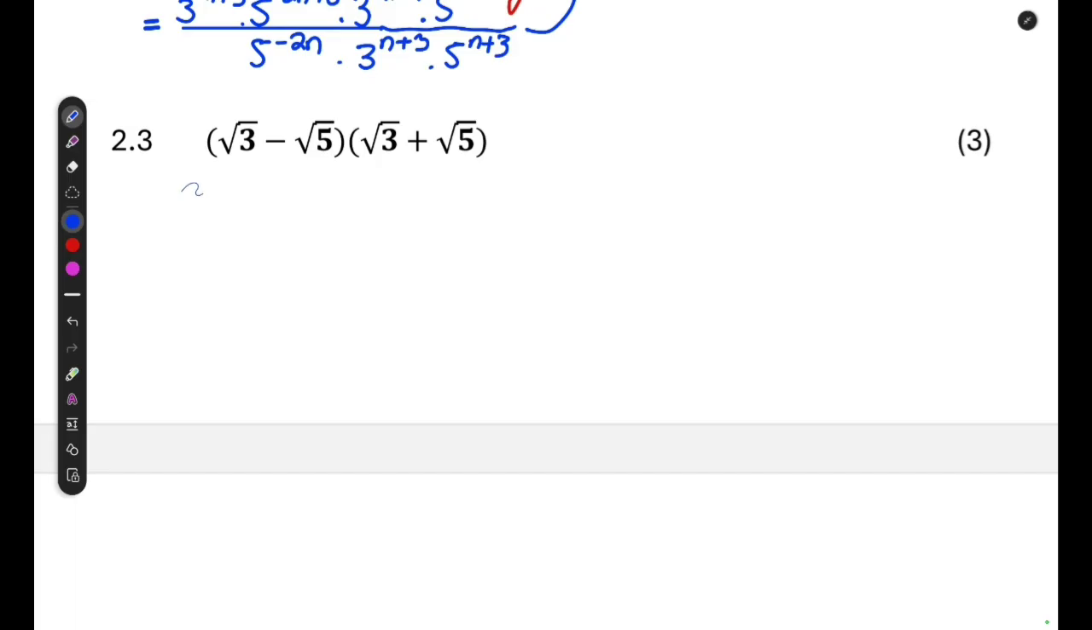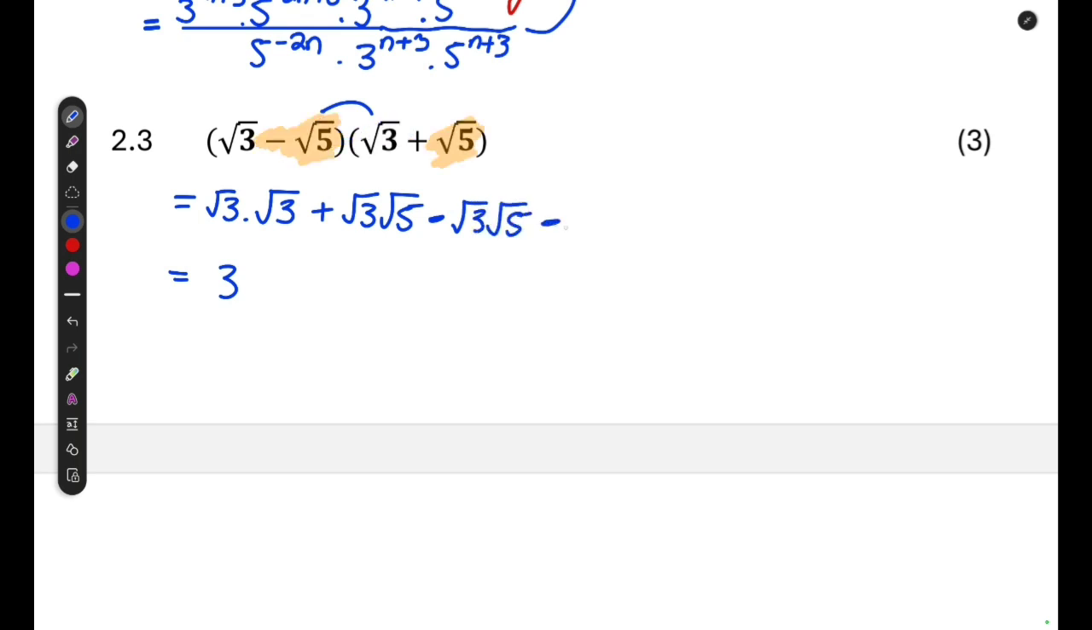Question 2.3. So now this is just all about foiling. Okay, I am going to write an extra step, so you just follow where I am, but you can straight away go to the second line that I'm going to write. Okay, so what's actually happening here is you are saying root 3 times root 3. I know this is just 3. You can say square root 9, but it's just 3. Then if I multiply the outers, this would give me plus root 3 root 5. Okay, and then if I multiply the inners, this gives me minus root 3 root 5, and then minus root 5 root 5. So you can check that the middle 2 actually cancels out. So the answer to this question is just 3 minus 5, so minus 2.